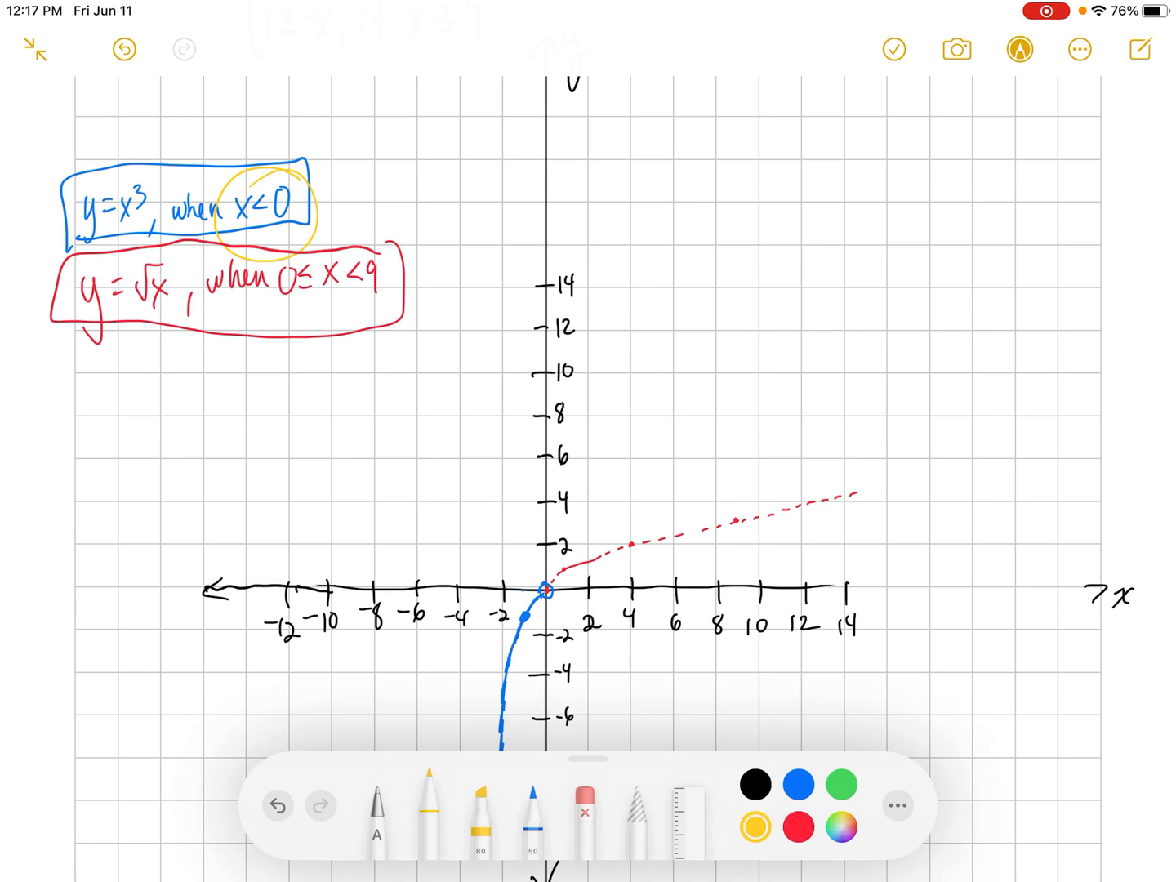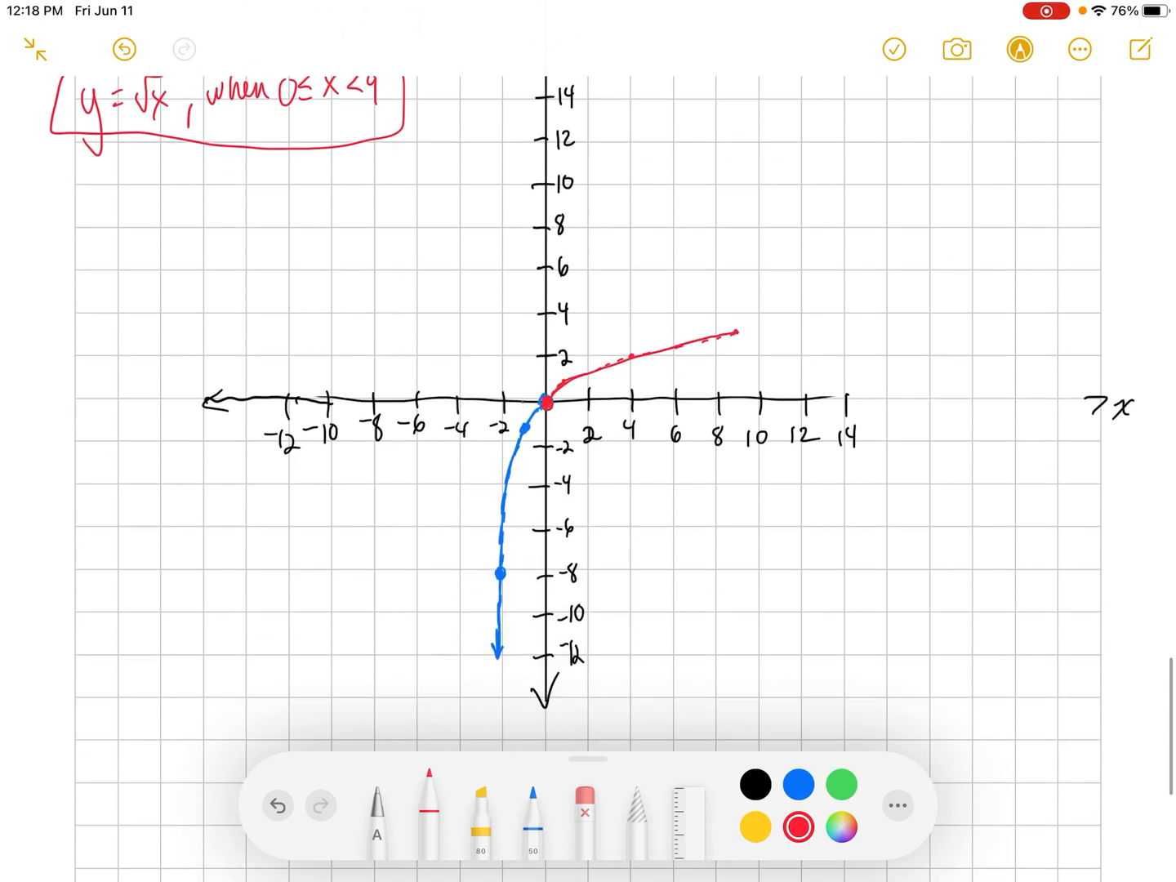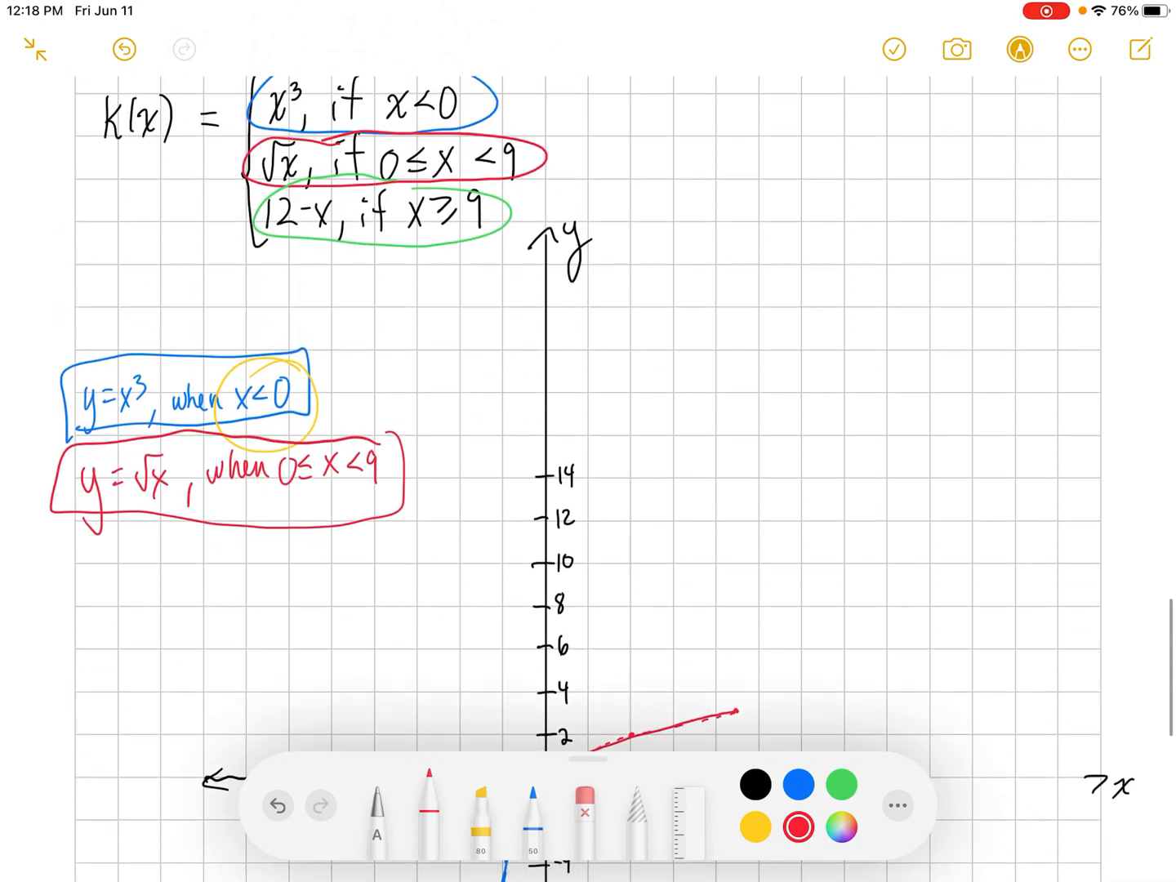So the square root function here, we're only going to keep it between 0 and 9. So where's 0? 0 would be here, and 9 would be right here, right? Since I'm going by 2s, you can't see 9, but it's halfway between 8 and 10. So I'm going to keep this from 0 to 9 within this window. I'm going to get rid of everything to the right of 9 here. And at 0, I'm going to fill that in with a closed circle. Why? Because x is allowed to be 0 for this red piece. All right, so we got the blue piece. We have the red piece.